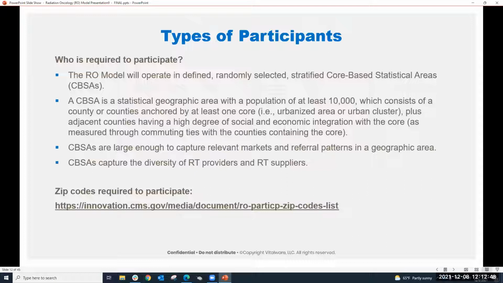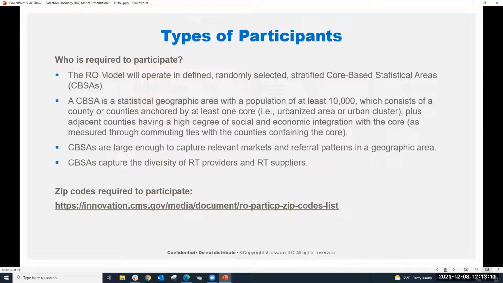The zip codes required to participate can be found on this website provided. If you see that you are required to participate, the first thing that you should do is contact the CMS Radiation Oncology Model help desk for your RO model ID number. That is your first step, and that will allow you to get into the portals where they explain how to submit things.